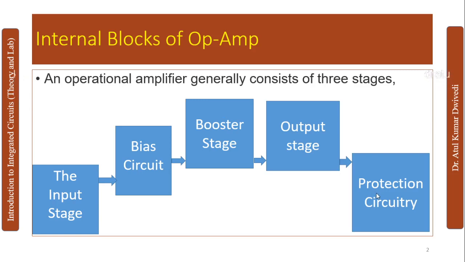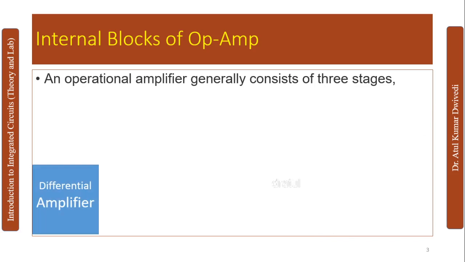So here it will be better to show this stage first and this stage second. Okay. Now let us see what the circuits inside these stages are. The first stage is the input stage, in which the differential amplifier is the circuitry behind it. The second stage is the bias stage, which has a current mirror as its circuitry.